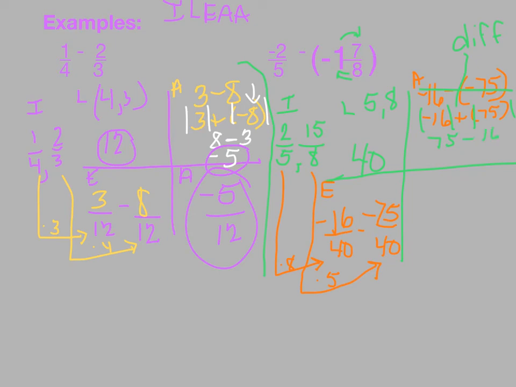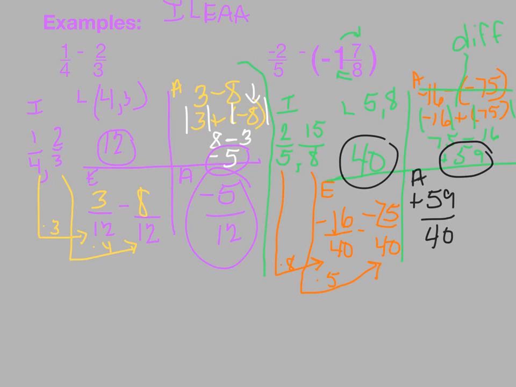75 minus 16. Well, if I have 75, I take away 10. That leaves me 65. Take away 6, that gets me to 59. I take the sign of the larger absolute value. That is 75, so that's positive 59. So my numerator is going to be positive 59. My denominator is going to be 40. That is my final answer.